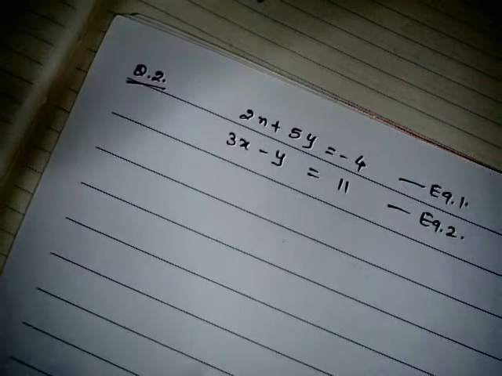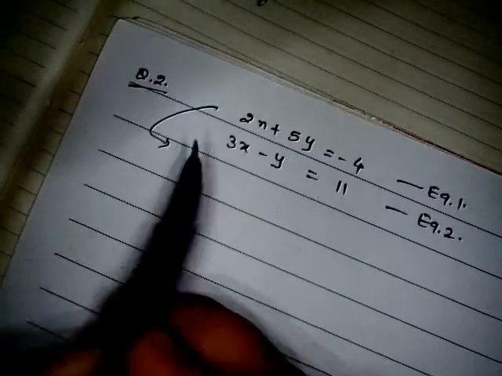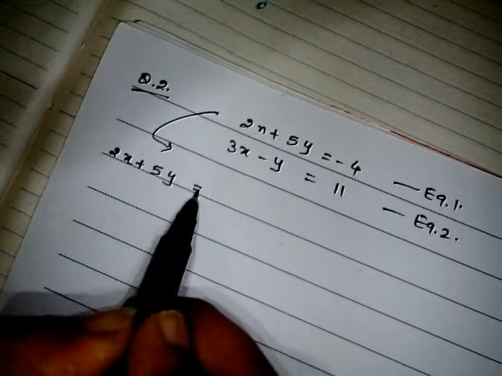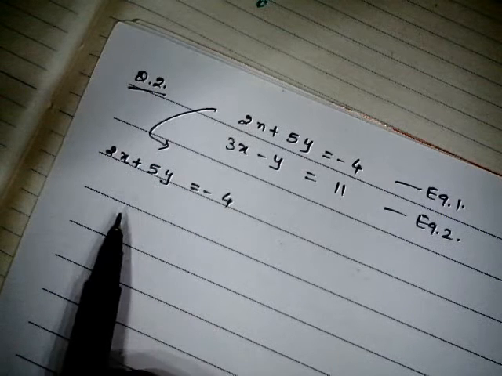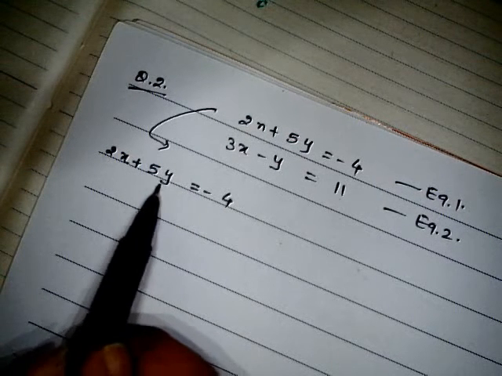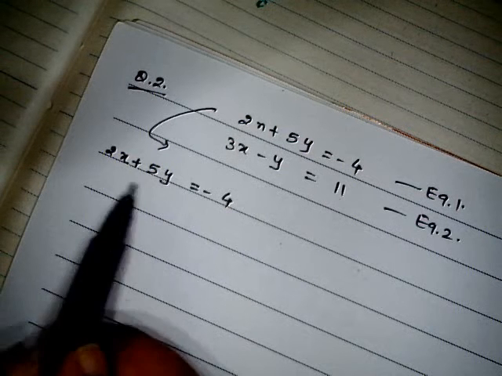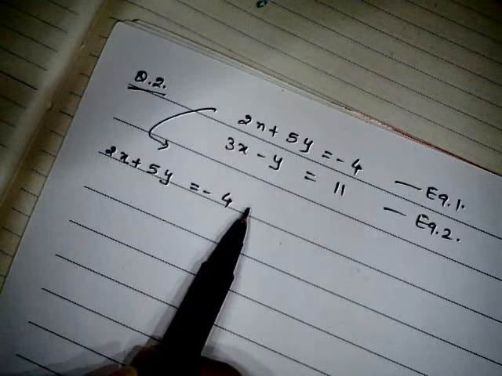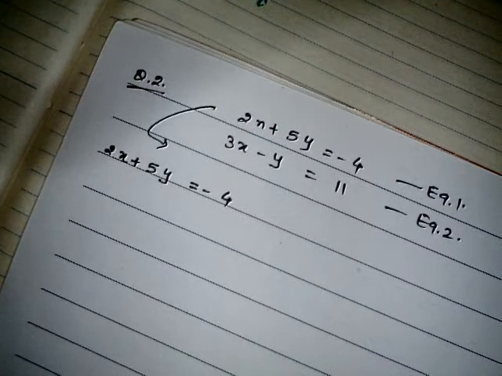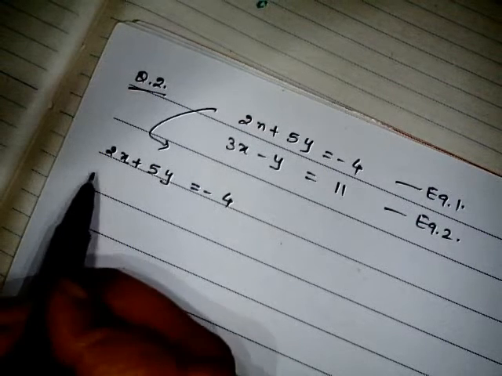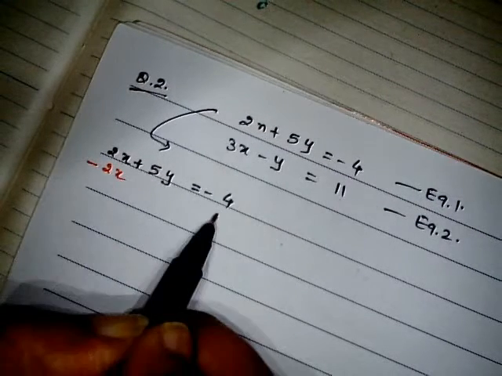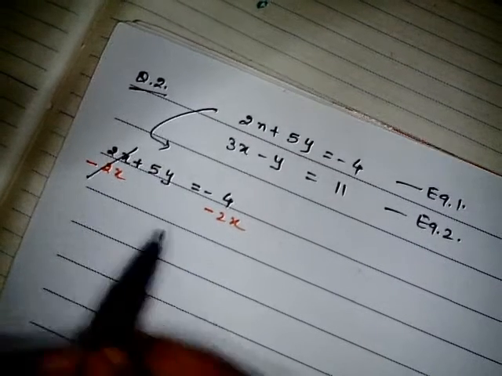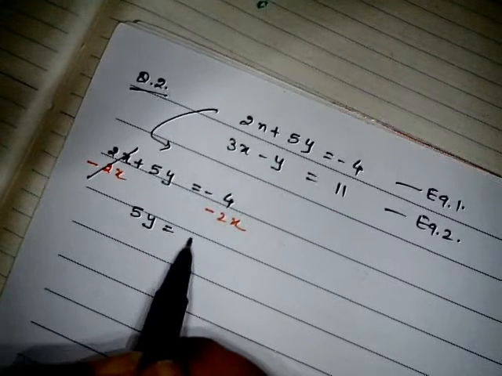Okay, now I'm going to take equation 1, which is 2x plus 5y equals negative 4. Here I am going to write y in terms of x. It means this 5y term will remain on the left side, and the remaining term will get shifted to the right side. To remove this 2x from the left side, I need to subtract 2x on both sides. When I subtract, this cancels out. What is left? 5y equals negative 4 minus 2x.